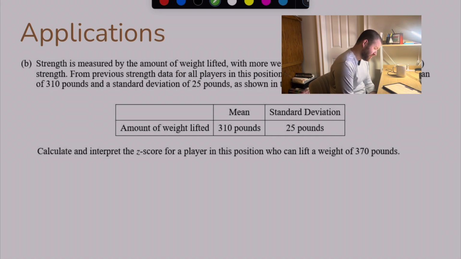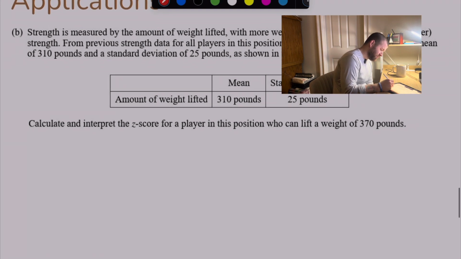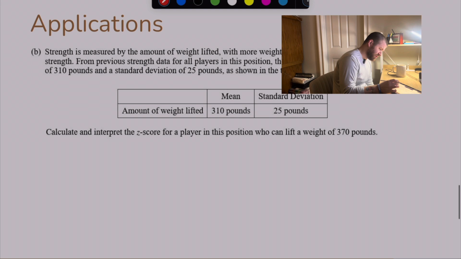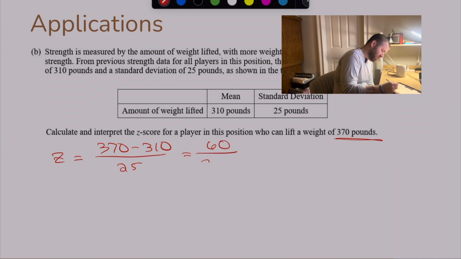The second part of this question now asks you about the strength. Strength is measured by the amount of weight lifted, more weight indicating a more desirable strength. And so we have a mean and we have a standard deviation. It asks me to calculate and interpret a z-score. So again, all I do here is the same thing I did before. For someone who can lift 370 pounds, that is 370 minus 310 over 25, which gives me 60 over 25, which gives me a z-score here of, I believe, 2.4.